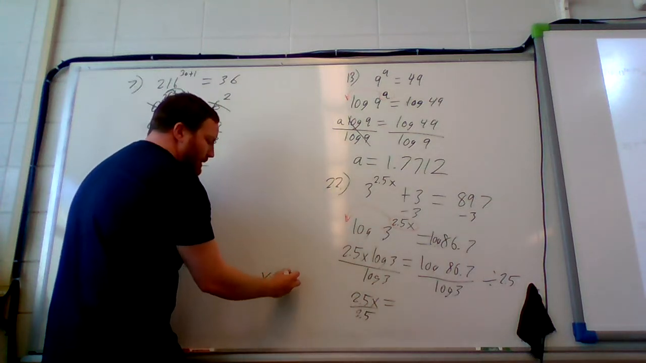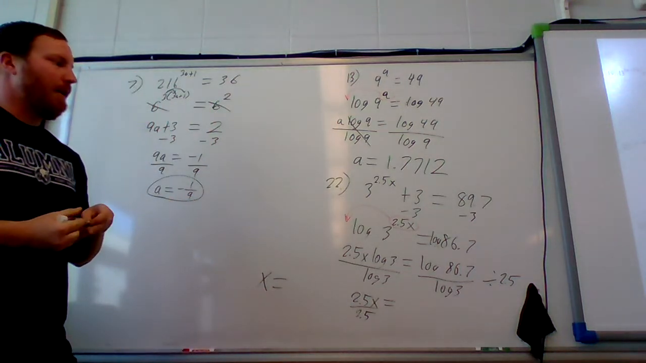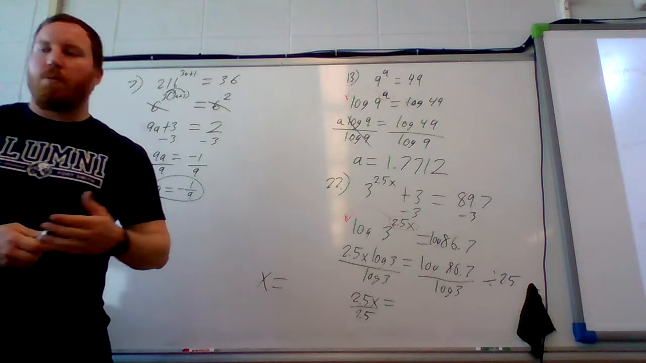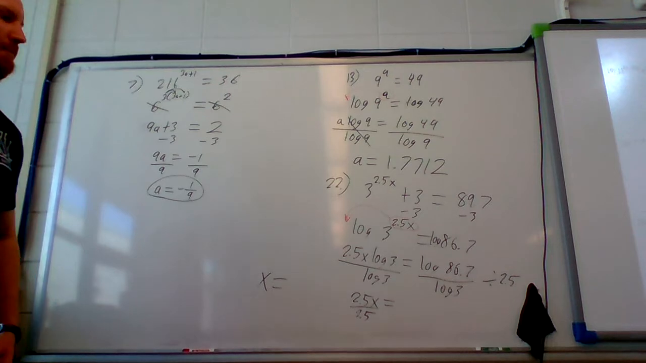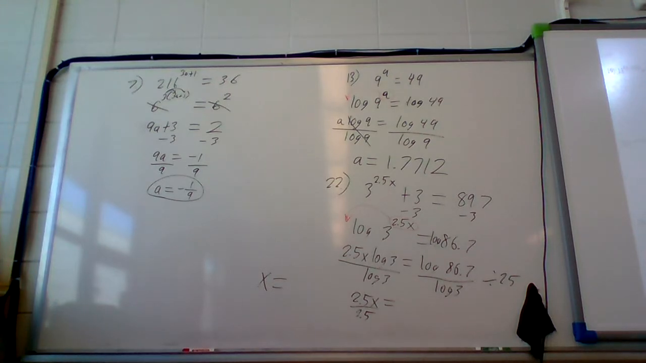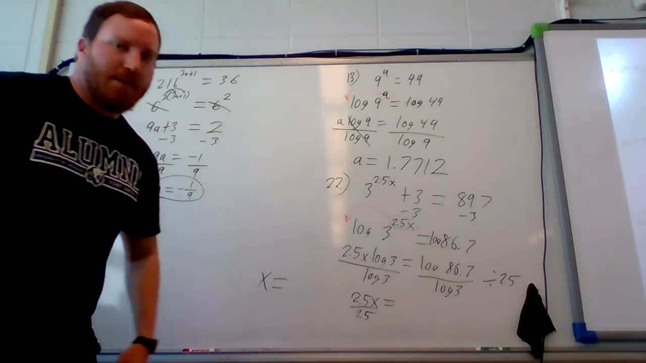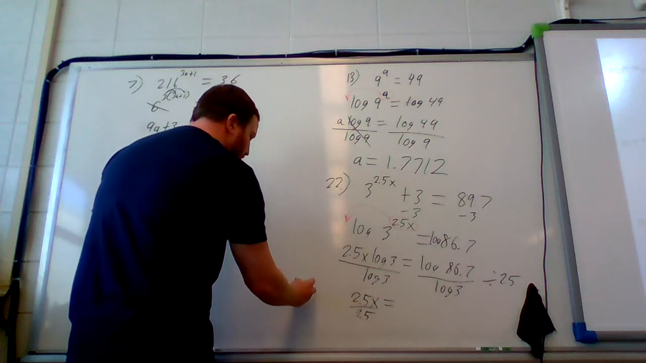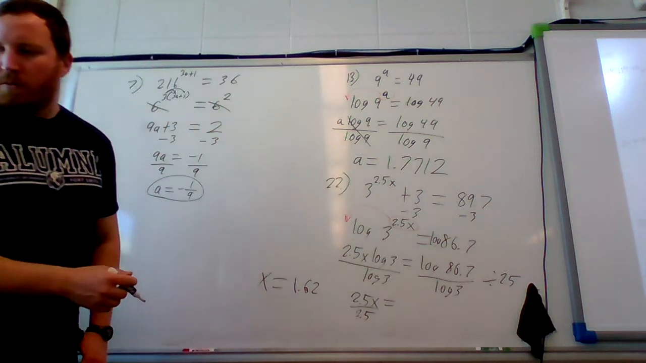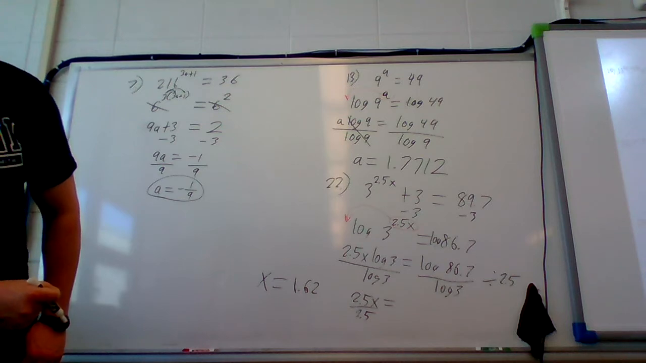So our x is going to equal, again, we want to plug it all in, do the log division first, don't round it. So we got log 86.7. Make sure to close those parentheses, divide by log 3. Take that value and divide it by that 2.5 that was in front of our x. And we get 1.625. Oh, 48, I mean.